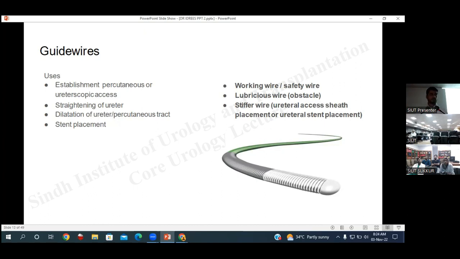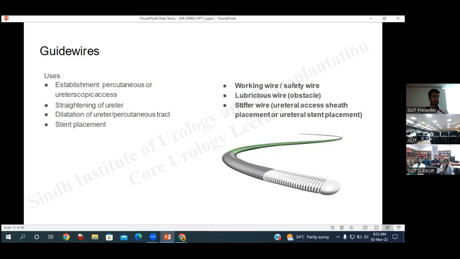We use the guide wires of 0.035 or 0.018 inch. Okay, and there's a glide wire as well. The glide wire is hydrophilic and lubricious. It is used for guiding us to pass the kink. If we cannot manipulate the wire or there is obstruction distally, we use the glide wire. It is very soft and malleable. It cannot rupture or cause iatrogenic injury mostly because it is very soft.